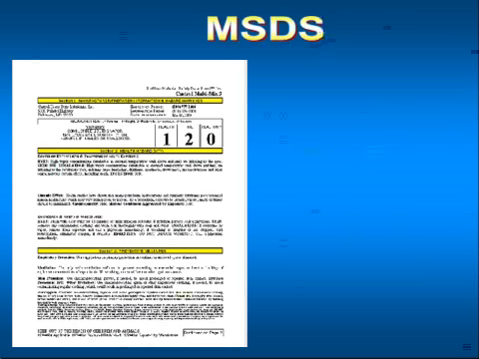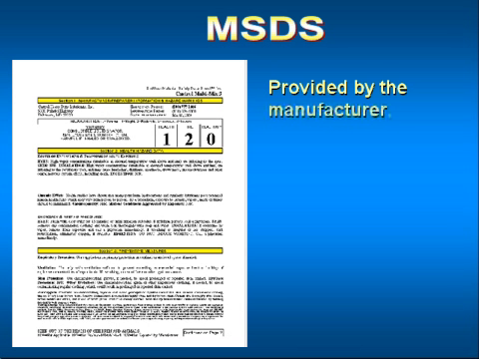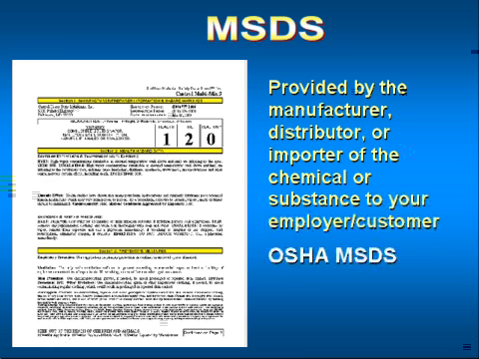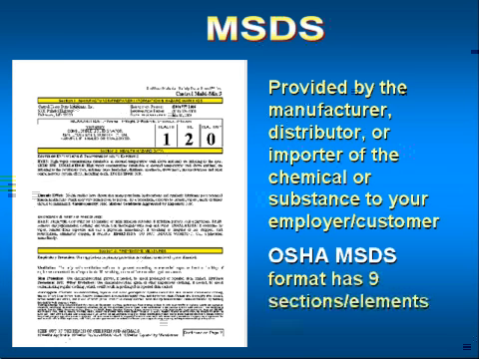MSDS sheets are probably one of the greatest tools in the aerospace technician's toolbox. They are provided by the manufacturers of chemicals or people who distribute them throughout the United States or import them from foreign countries. Once these chemical substances arrive on our sites, these sheets must be consolidated and used.